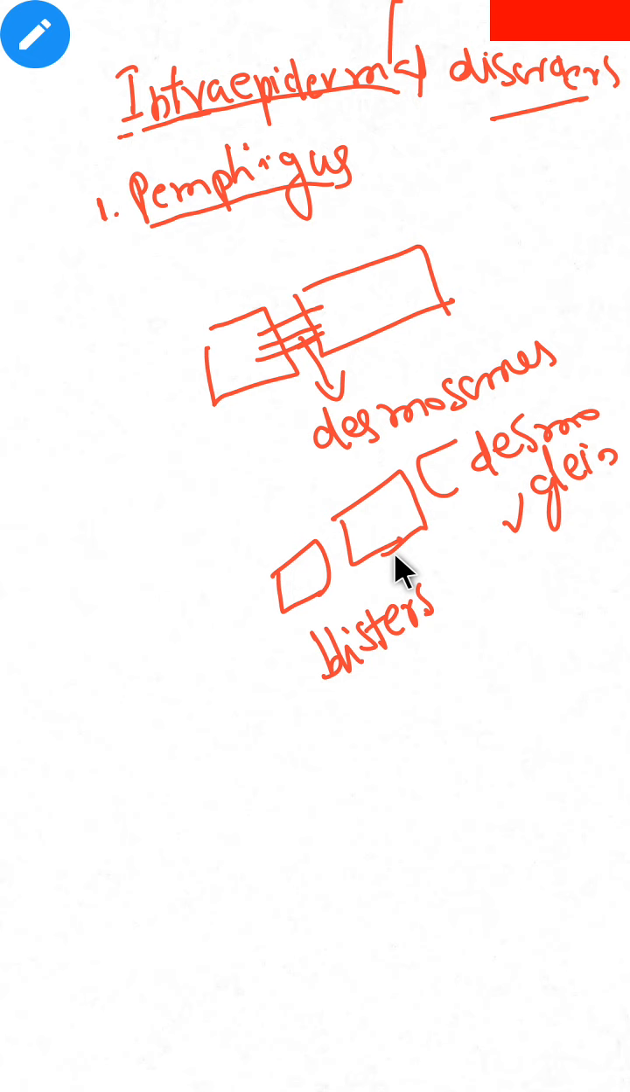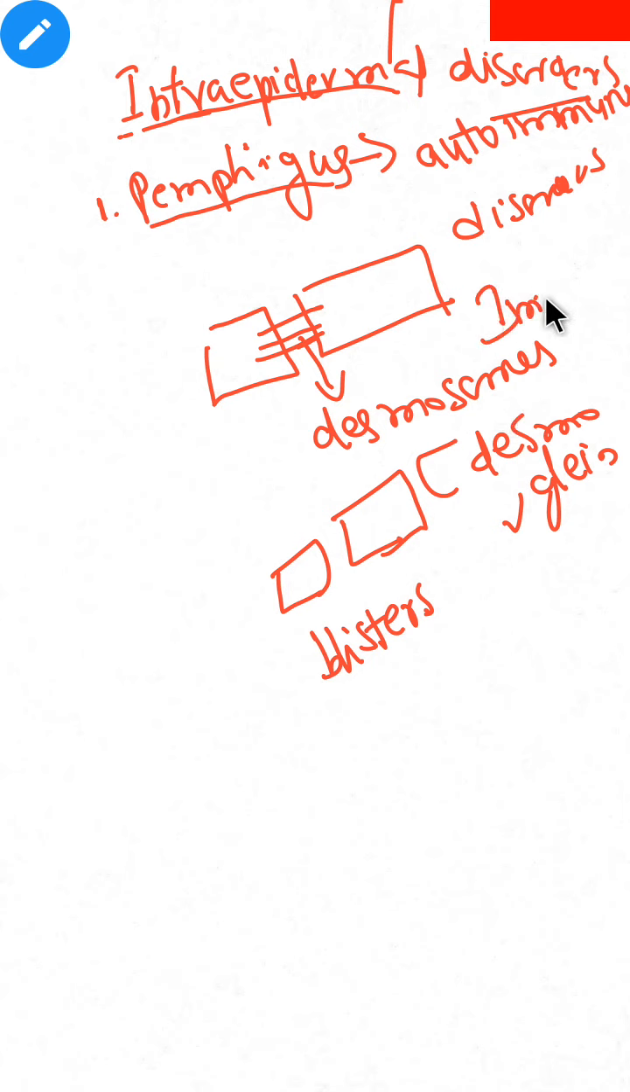Now we'll see the types of pemphigus. So before going to types, one thing that we have to remember here is pemphigus is an autoimmune disorder. As it is an autoimmune disorder, it will be immunologically mediated. Okay, now going to types of pemphigus.